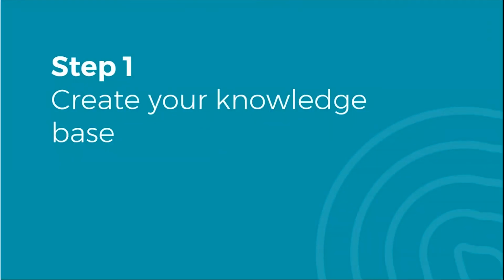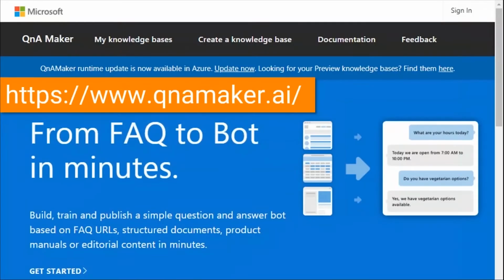So first things first, create your knowledge base. We're going to use Microsoft's QnA Maker, and I've put the URL there in the orange. That's qnamaker.ai. It's a Microsoft service. You need to log into this. All you need, though, is a Microsoft account. Most people have got them anyway, or your business may have one. Or if you want, you can just create a new one.